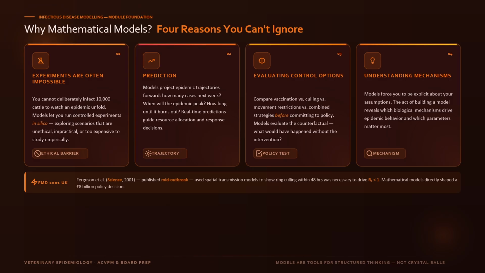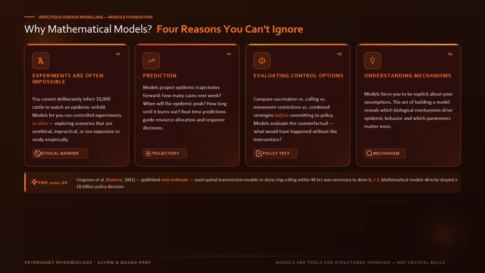Before we touch any equations, let's answer the obvious question. Why bother with mathematical models at all? There are 4 reasons you simply can't ignore. First, experiments are often impossible. You can't deliberately infect 10,000 cattle just to watch an epidemic unfold. But a model lets you run that experiment safely.